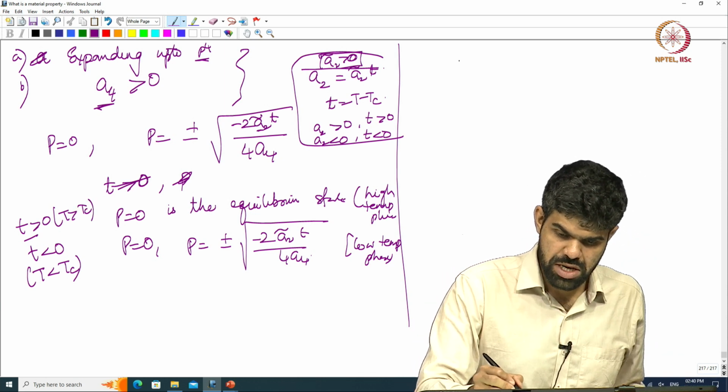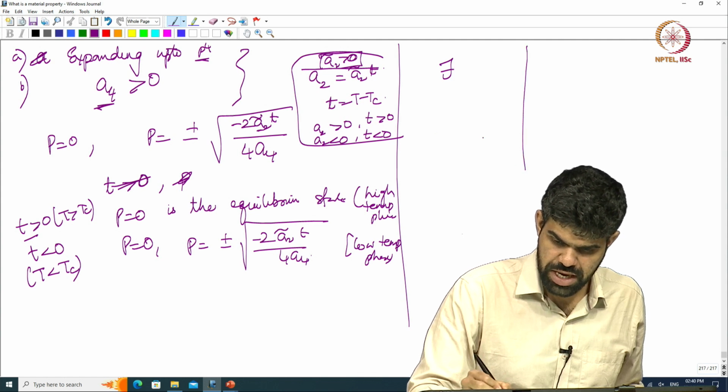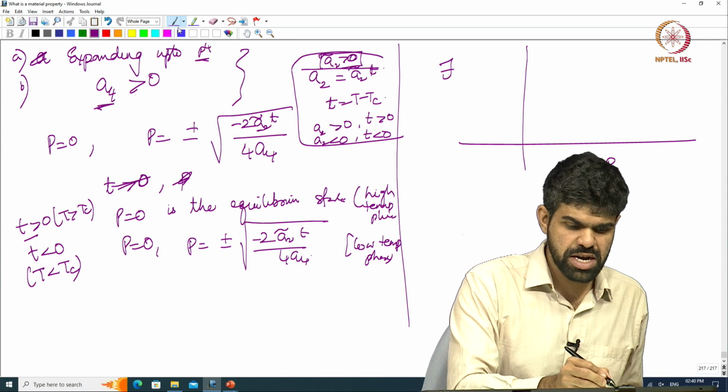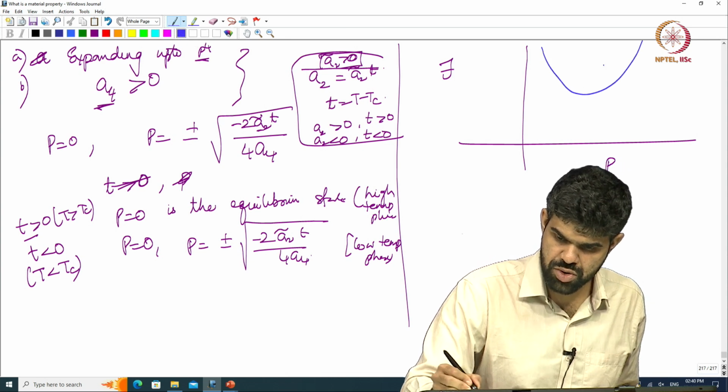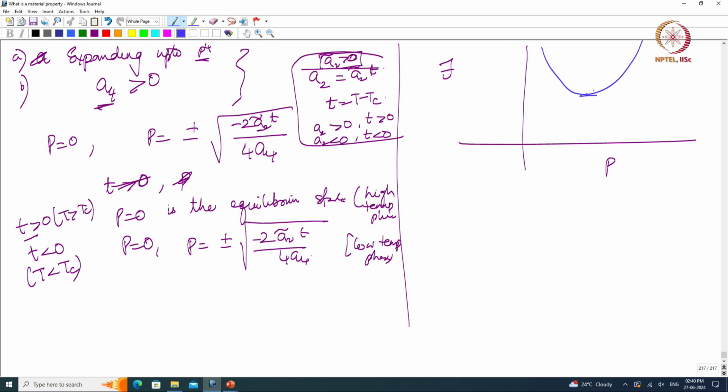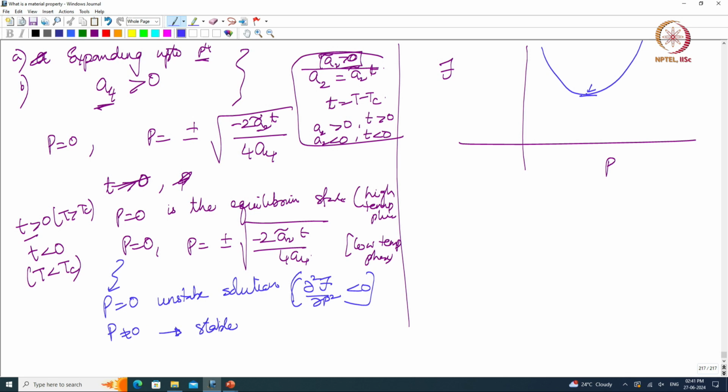Now, if I plot the entire f as a function of P at different temperatures, at relatively higher temperatures I just have one solution. Wherever ∂f/∂p goes to 0, that is my stable solution. At much lower temperatures I have three solutions, and it turns out that p equal to 0 in this case will be an unstable solution, since if you calculate ∂²f/∂p², that will be less than 0. That gives constraints for stability. So, not just equilibrium, ∂f/∂p equal to 0, but stability, ∂²f/∂p² greater than 0, is also required. For p not equal to 0, these are the stable solutions.